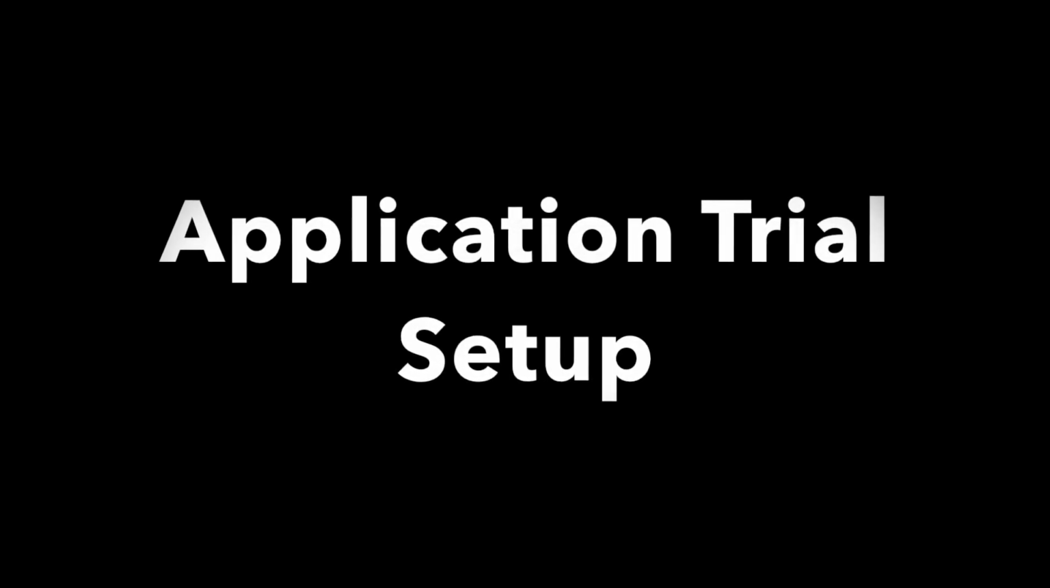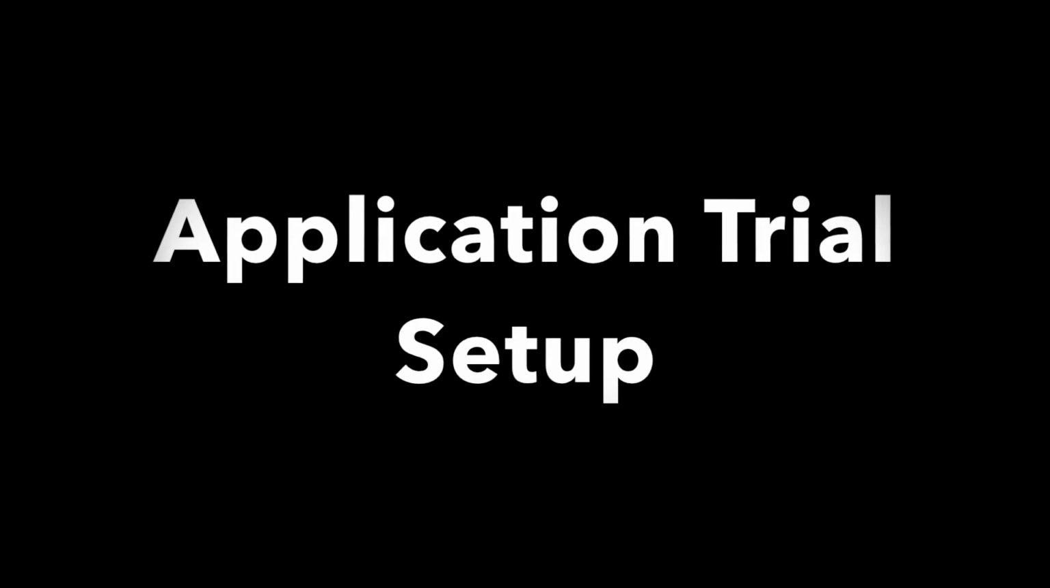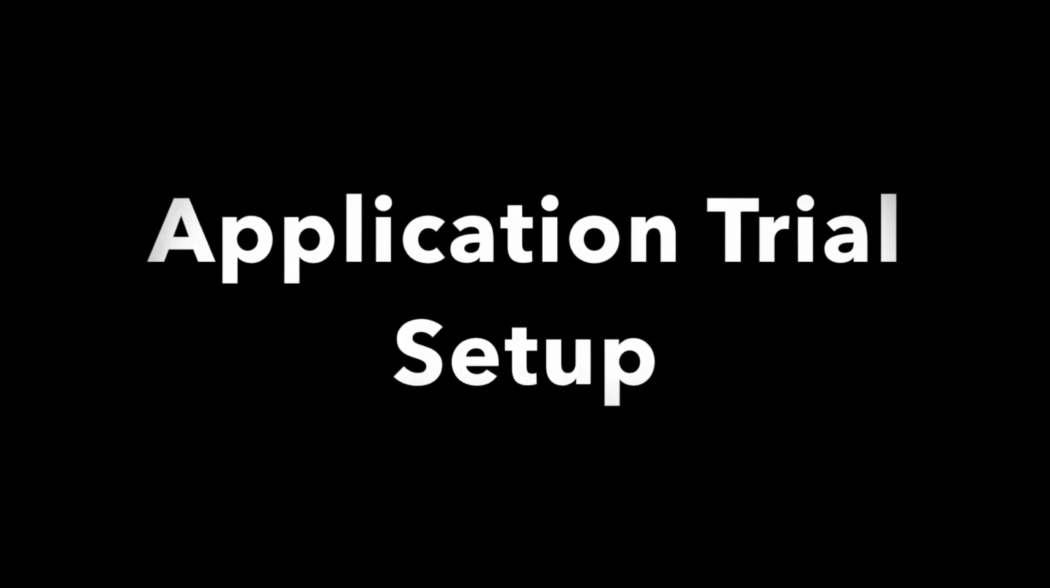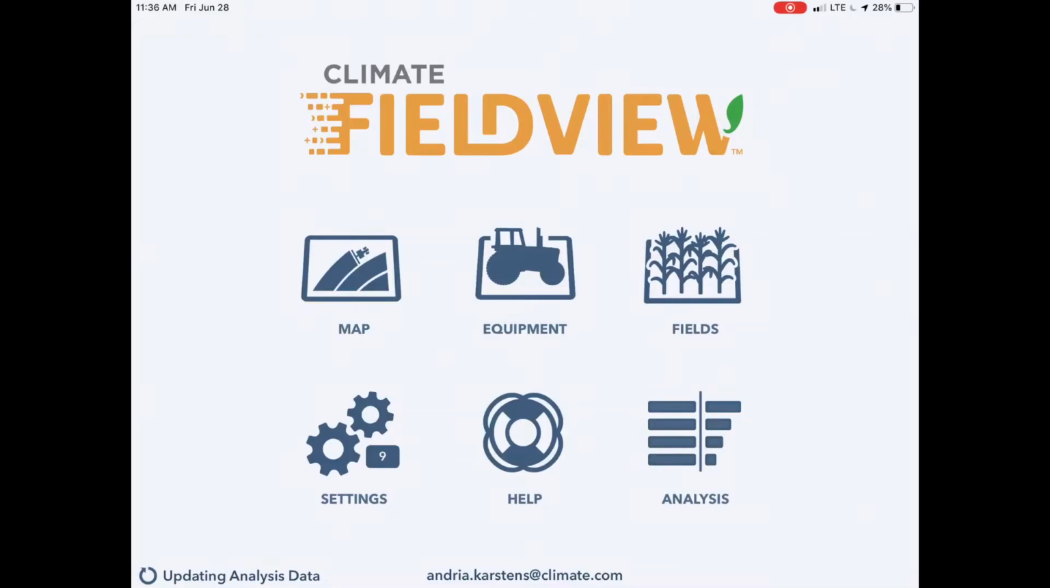I'm going to walk through how to create an application map where two or more products show up in the same layer if you are doing any competitor trials on your farm. I'm going to start in the home screen of the CAB app.